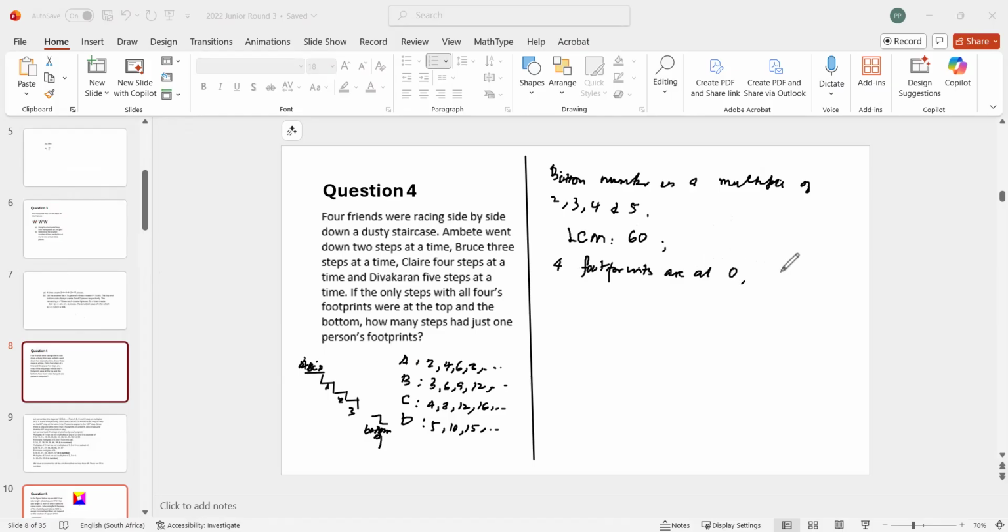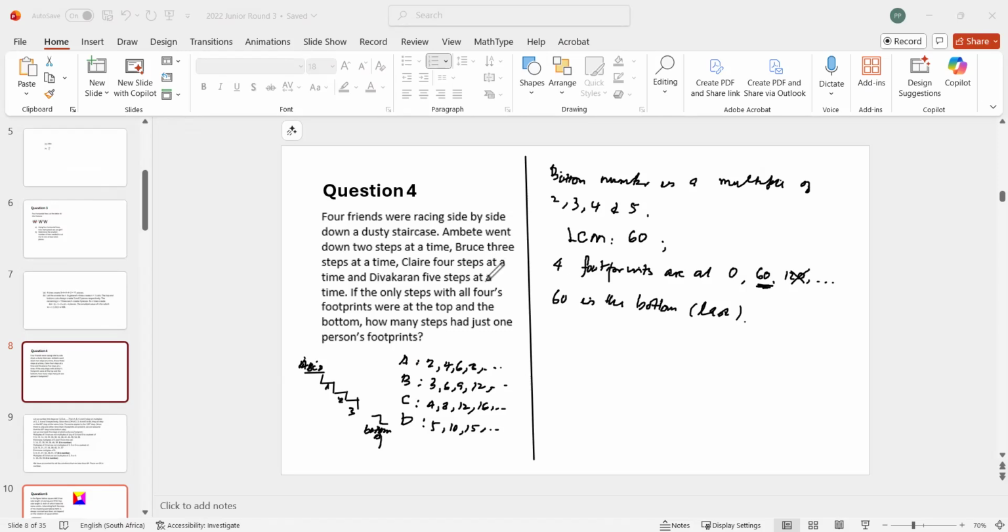At 0, that's the origin, right at the top. 60, 120, and so on, because the next one will be another 60 onwards. But there is only one set of footprints. They say only at the top and the bottom. So this is ruled out. So this has to be the bottom. That's the last. So in other words, all these 4 guys, they stop there. They don't jump anymore.